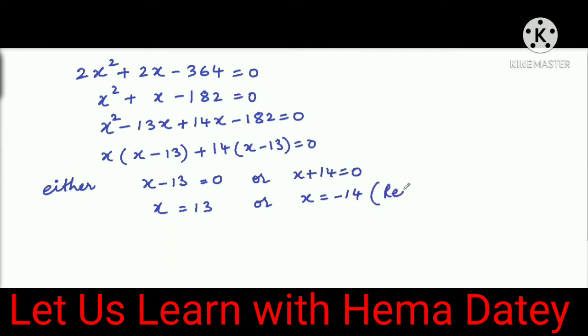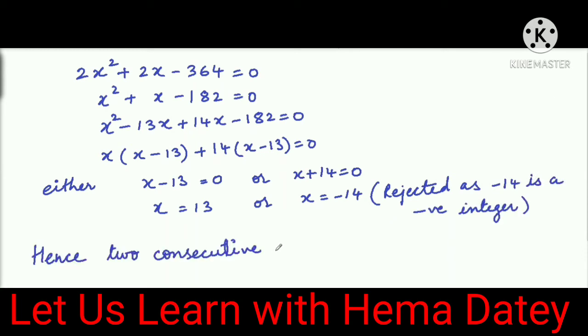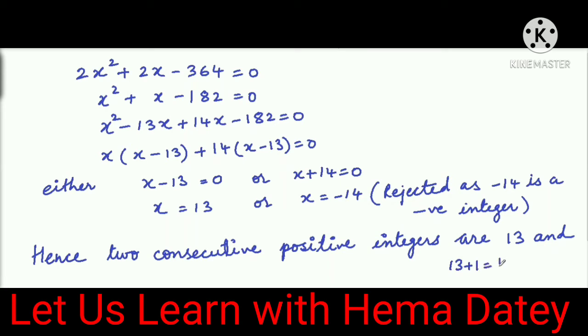X is equal to minus 14 is a negative integer, so we will reject this answer. Hence, the consecutive positive integers are 13 and 14. We can check our answer by putting the values of x in the question. If the value of x is satisfying the condition given in the question, it means our solution is correct.